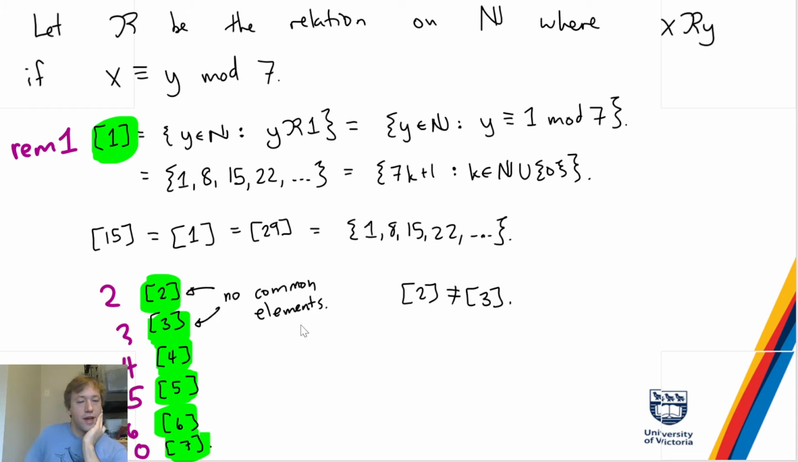And this is only one example, but this is part of a general phenomenon that happens with equivalence relations. Your equivalence classes are going to break up the set on which the equivalence relation is defined into disjoint pieces. So this is connecting now to the idea of a partition of a set.